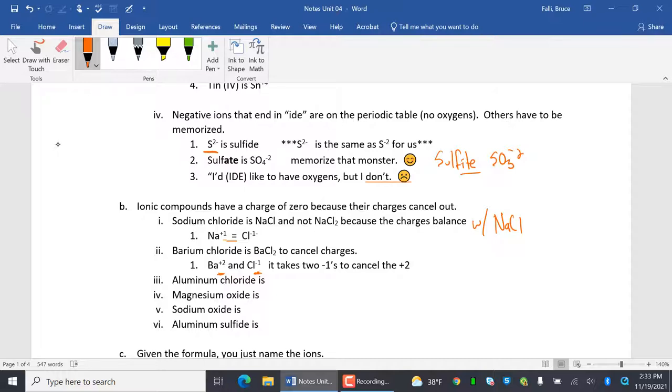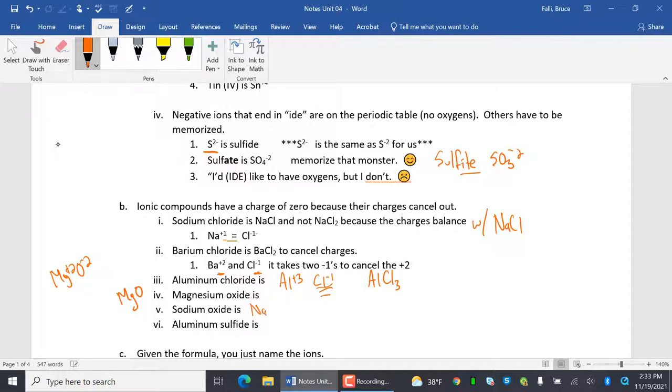Okay. Aluminum chloride is aluminum plus three, chloride minus one. So it will take three of these guys to make a negative three. So it's going to be AlCl3. Notice how the three goes down here. Magnesium oxide, I'll do that one over here. Mg is plus two. O is minus two. See how those balance out already? So it's just MgO.